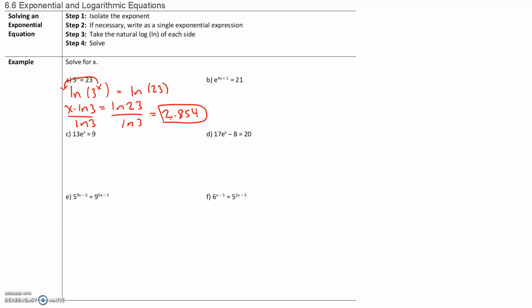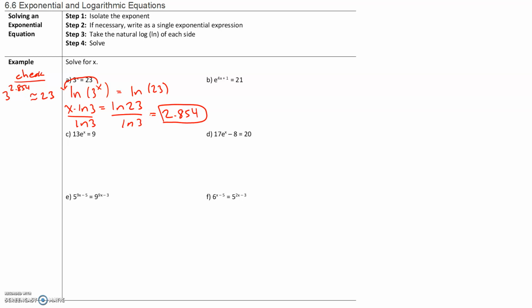Now we can check the answer by plugging it into the original equation. The original equation being 3 to the x power equals 23. So let's do a quick check. If we did this correctly, then 3 to the power of 2.854 should approximately be 23. It won't be exactly 23 since we rounded, but it'll be approximately 23.